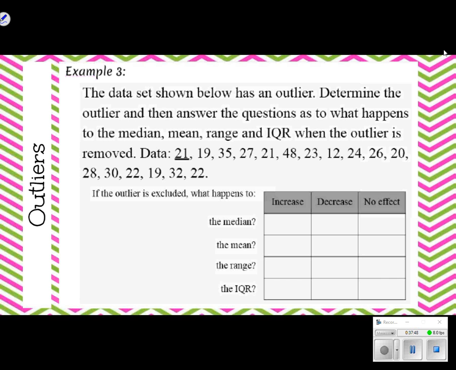All right, so now what we're going to do is compare some things. So the data set shown below has an outlier. I don't know why 21 is underlined, but I'll go ahead and say that's not an outlier because there are other 21s. All right, so determine the outlier and then answer the question as to what happens to the median, mean, range, and IQR when the outlier is removed. So we've got to figure out what the outlier is.